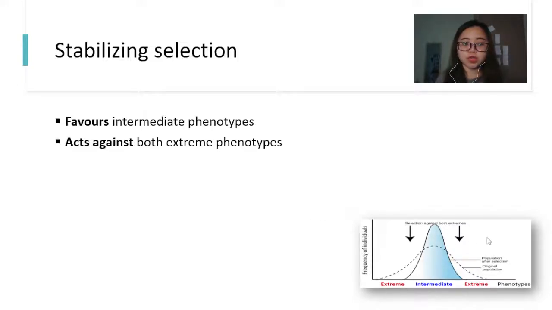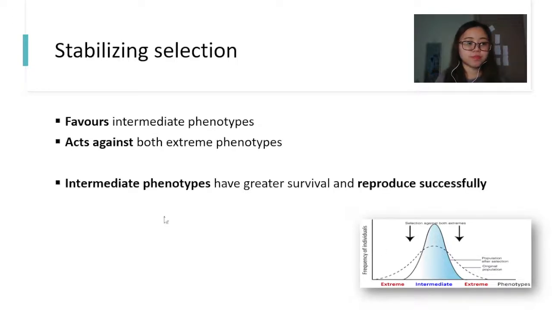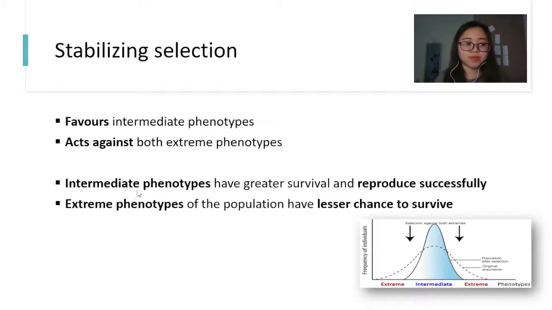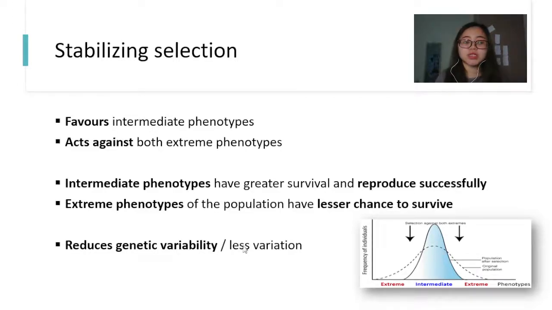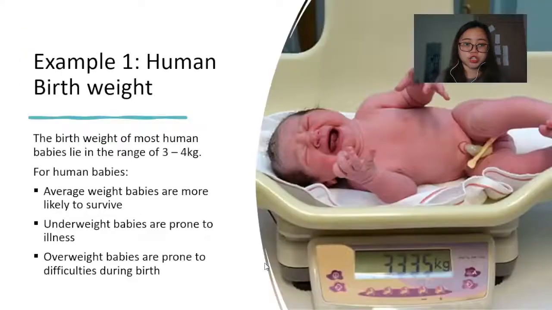So, extreme phenotypes means the homozygous dominant and the homozygous recessive. The intermediate phenotypes have a greater survival and they will reproduce successfully. The extreme phenotypes of the population have a lesser chance to survive. Stabilizing selection will reduce genetic variability in the population. In other words, it causes there to be less variation in the population.